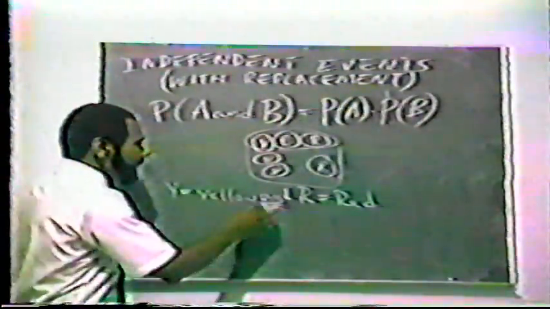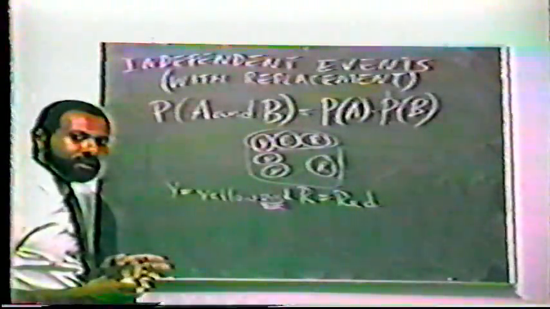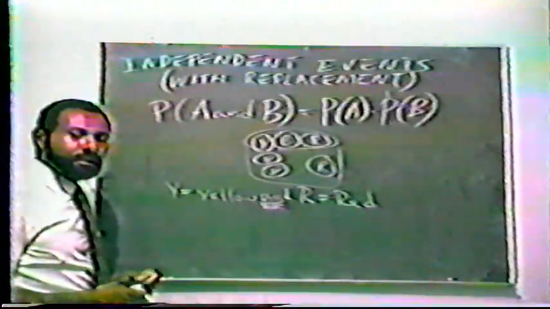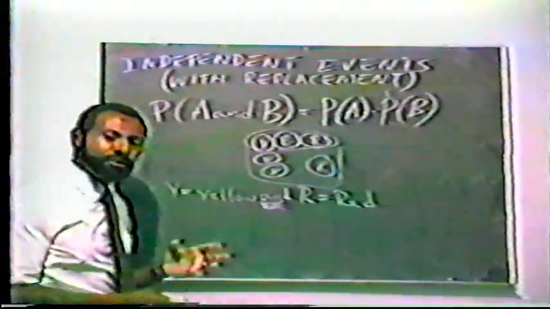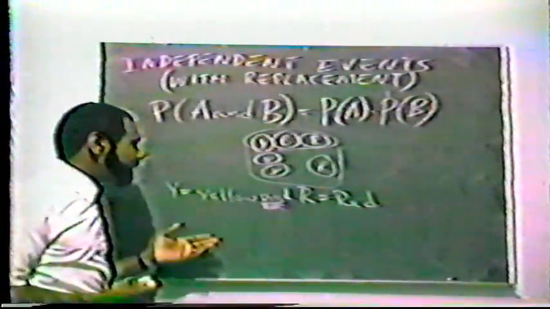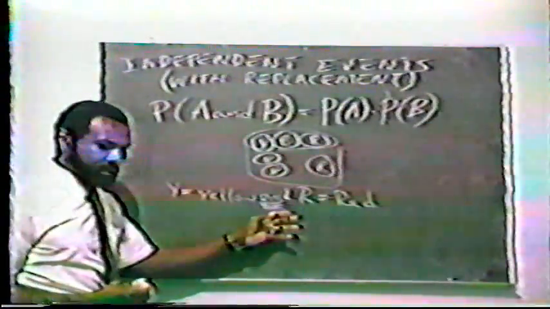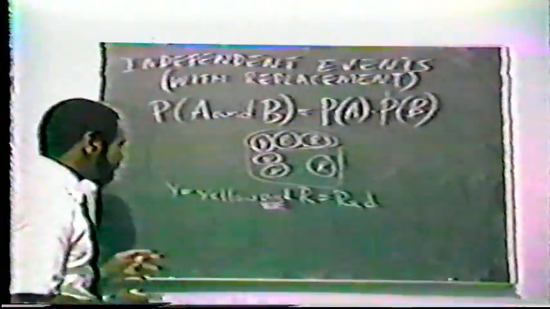So we're talking about getting a yellow ball and a red ball in 2 trials. In 2 trials of reaching into the container, or a sample of size 2 is what we're choosing. We want the probability that we can get a yellow ball and a red ball, in 2 trials.